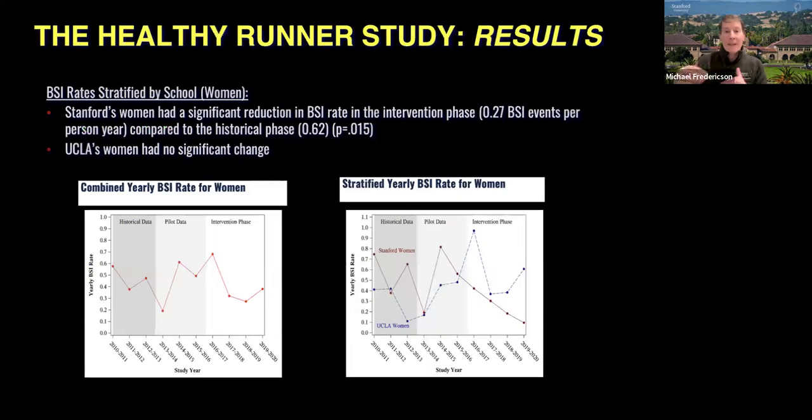And by getting them back into that energy state, not only were we able, particularly in the women, to help restore normal menstrual function, we were able to see improvements in bone density, not for all of them, but for a significant proportion. And over time, we were able to see that the incidence of bone stress injury went way down. Now, the interesting thing is we didn't see these findings at UCLA.